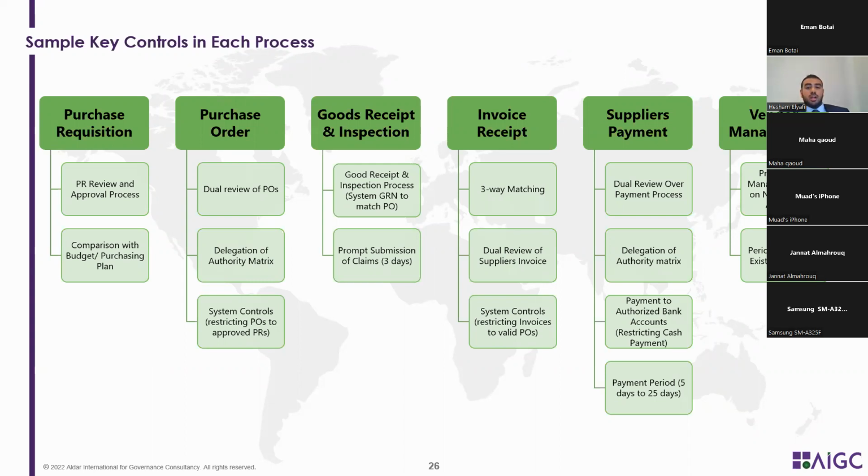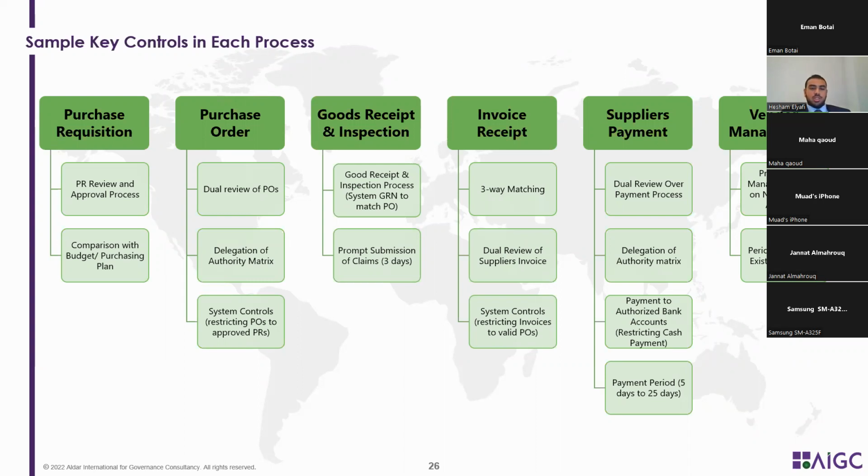If we're ordering non-required material, usually there would be a budget controller in place or a business unit head that will be comparing the budgets with the purchasing plan with the actual PRs received. When it comes to purchase orders, again, there is usually dual review of POs. There is a delegation of authority matrix that limits the approval to certain limits. There are some system controls to ensure POs are only for approved PRs.